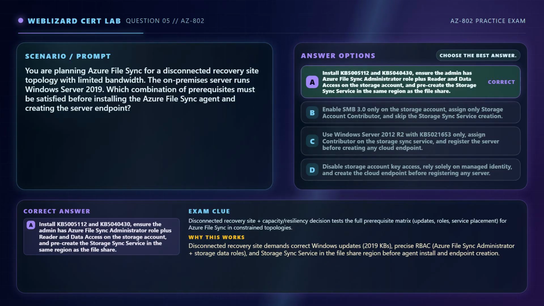Disconnected recovery site demands correct Windows updates, 2019 KBs, precise RBAC, Azure File Sync Administrator plus storage data roles, and storage sync service in the file share region before agent install and endpoint creation. Disconnected recovery site plus capacity/resiliency decision tests the full prerequisite matrix: updates, roles, service placement for Azure File Sync in constrained topologies.